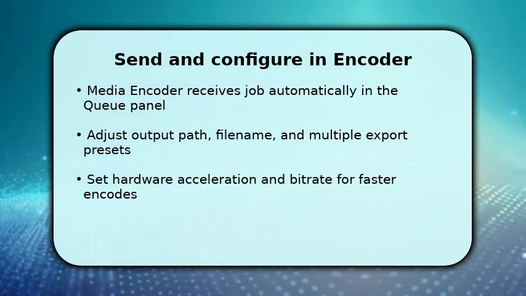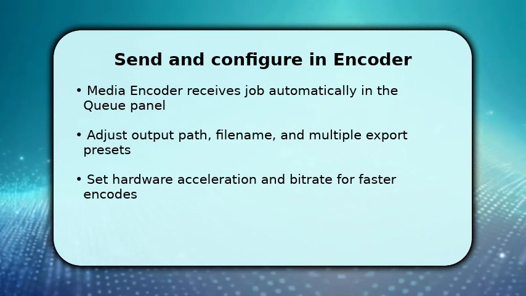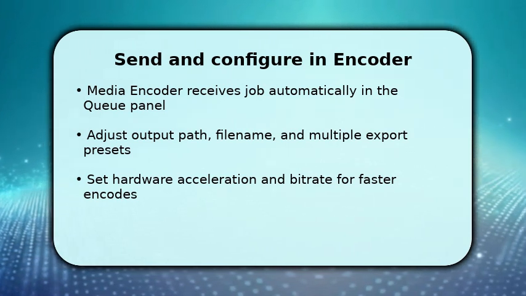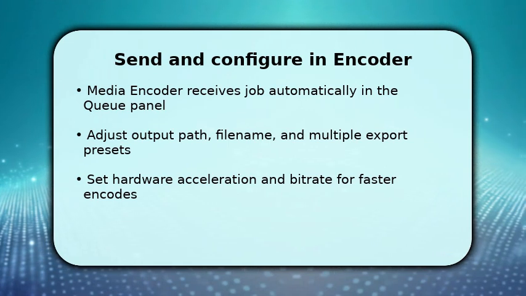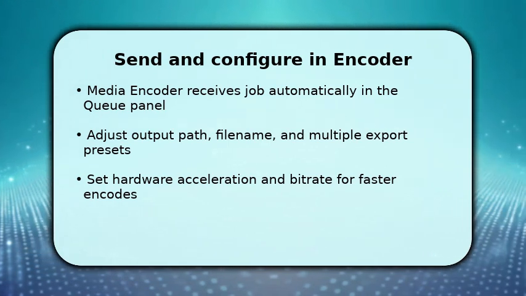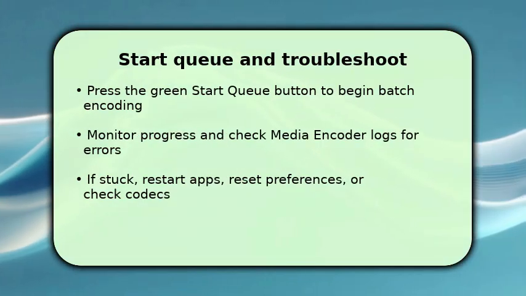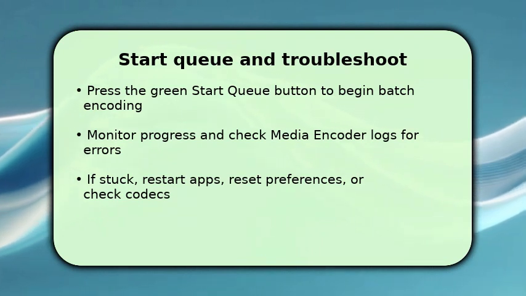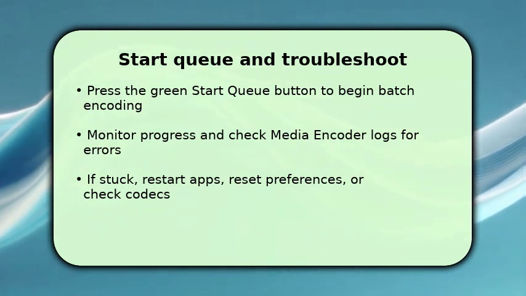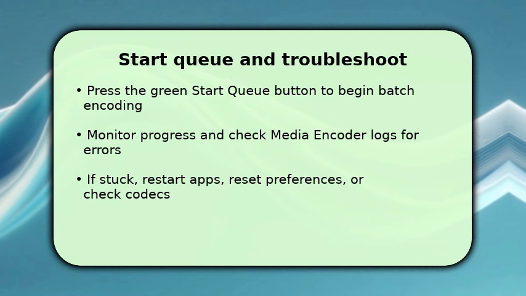Make sure Renderer is set to hardware acceleration if available to speed up exports. Then confirm names and paths to avoid overwriting files before starting the queue. Press the Start Queue button to kick off encoding while you continue working in Premiere. Media Encoder runs in the background so you don't block editing.